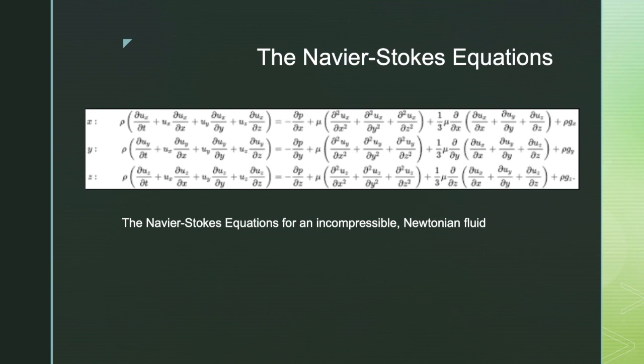One common form of the Navier-Stokes equations is shown on the screen, and as you can see, it consists of terms for velocity, density, pressure, viscosity, and externally applied forces such as gravity. This form of the equations is for an incompressible Newtonian fluid, and the form of these equations can change quite a bit if the assumptions used in the derivation are changed.